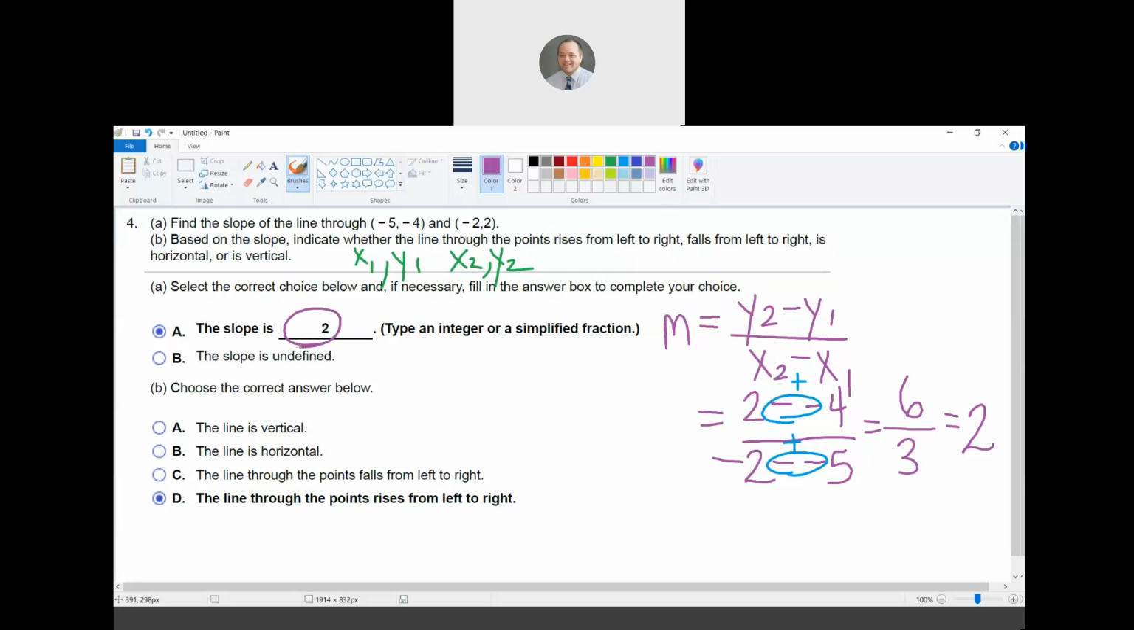Part B, find or indicate the behavior of your line based on the slope. Because your slope is positive, your line will go uphill, or more formally, the line through the points rises from left to right.